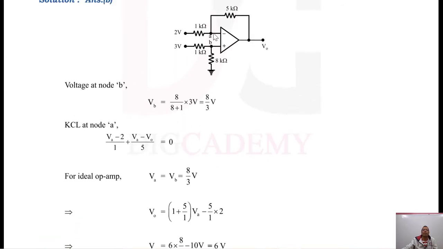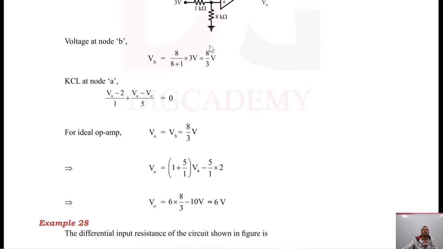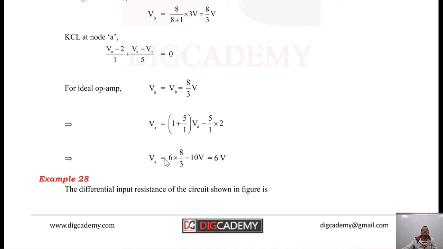For an ideal op-amp, the voltage at node A is the same as the voltage at node B. You should remember that. So here we have already obtained the voltage at node B, so the voltage at node A is 8 by 3 volt. By putting this voltage VA here, you get the output voltage equal to 1 plus 5 by 1 into VA minus 5 by 1 into 2. That is the simplification of this equation, and that gives the expression of the output voltage.